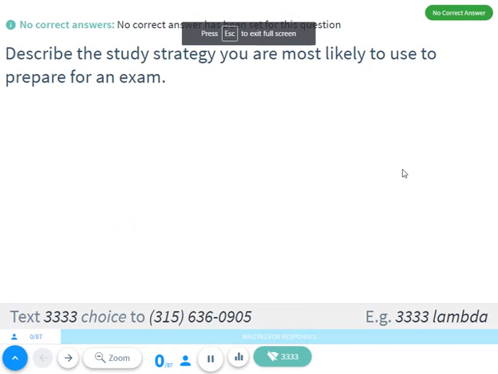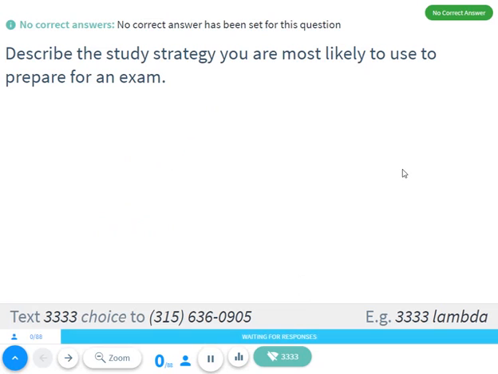So, very briefly, describe the study strategy you are most likely to use to prepare for an exam. Again, very briefly, what's your go-to strategy for studying? What's the most likely thing you are to do?